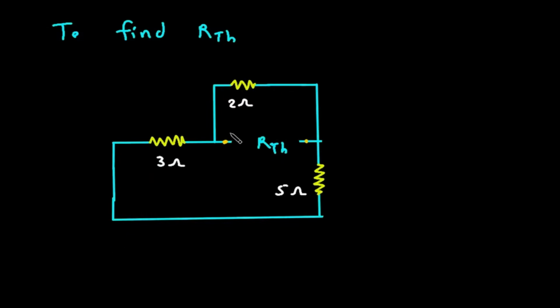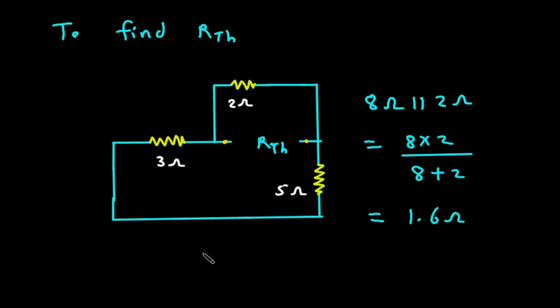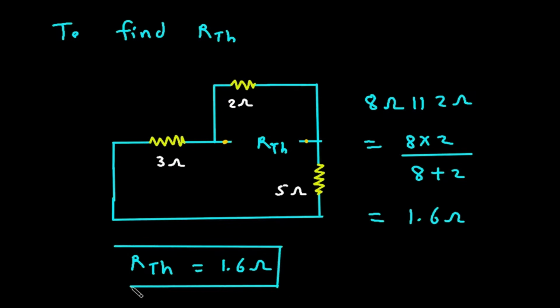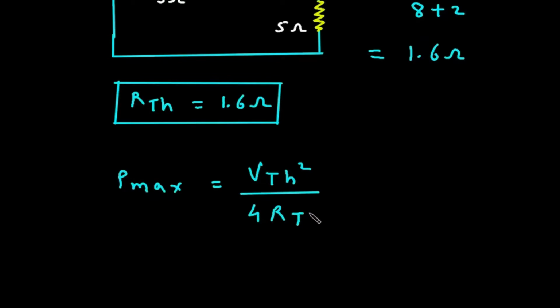Now RTH will be equal to, this 3 ohm is in series with 5 ohm, so this will be 8 ohm. 8 ohm parallel with 2 ohm. So this will be 8 into 2 divided by 8 plus 2. So it is 1.6 ohm. Therefore RTH is equal to 1.6 ohm. We have to find maximum power. Pmax is equal to VTH square by 4RTH.